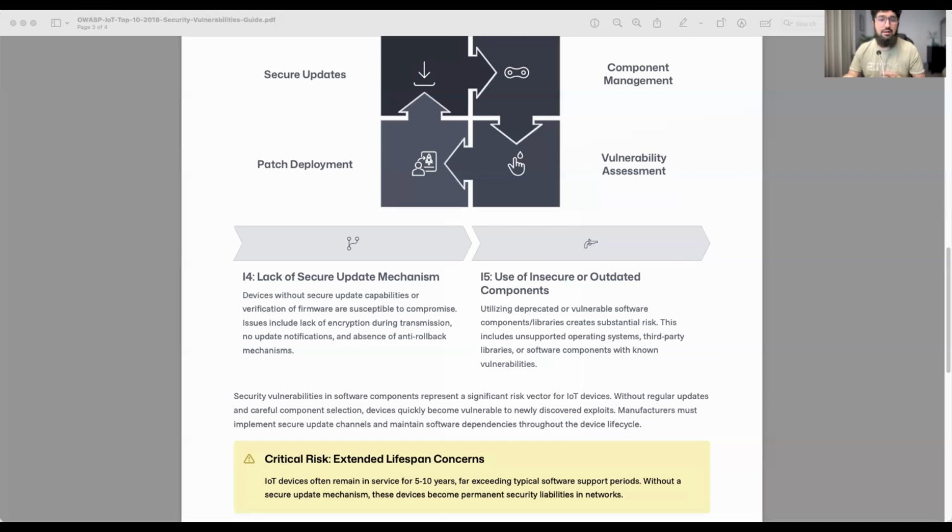For detection methodologies here, we would say binary analysis to identify component versions and known vulnerabilities. Software component analysis, or SCA tools adapted for firmware, version fingerprinting of exposed services, and comparing components against vulnerability databases like CVE and NVD can also be used, along with monitoring security advisories for components used in devices, right? Mitigation strategies can be implementing a software bill of materials, SBOM, for all devices, regular updates of components to address known vulnerabilities, monitoring security advisories for third-party components, and so on and so forth.